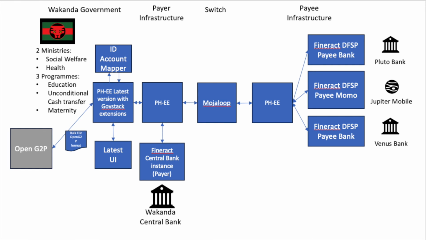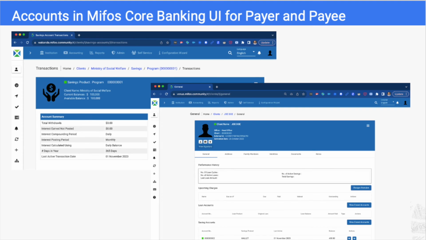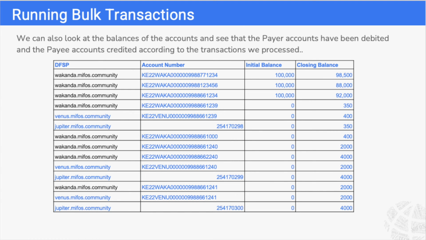These sub-batches of transactions are passed via the Moduloop switch to the payer DFSPs. If we look at the Fineract UI of the DFSP, we can see the balances having changed in the DFSP accounts for the beneficiaries. These are the balances that occurred from the set of transactions we showed.